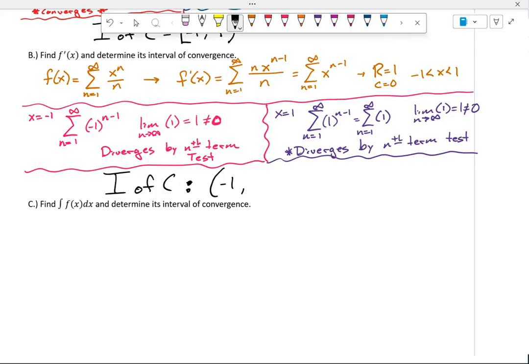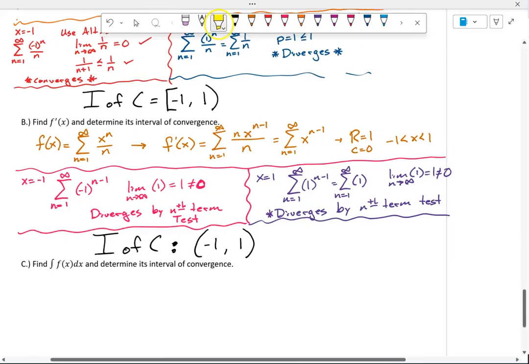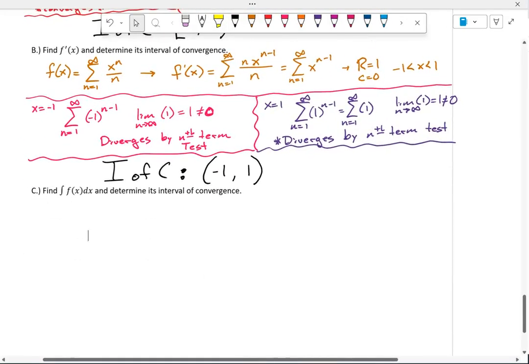Parentheses, -1, comma, or parentheses, right? So, are these intervals of convergence the same? No. In the first one, we were able to include the left endpoint. We can't here. So that's what it was talking about on the first page. The radius of convergence is going to be the same, but the interval might differ. All right. Any questions on part B?